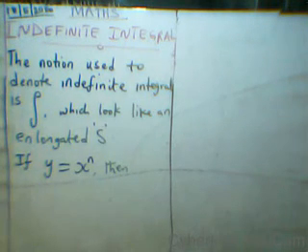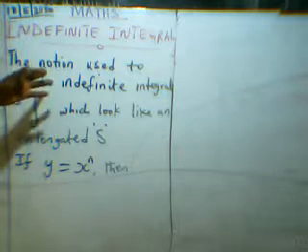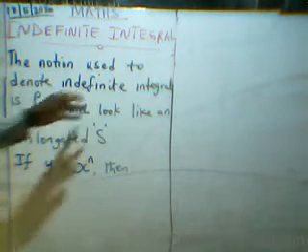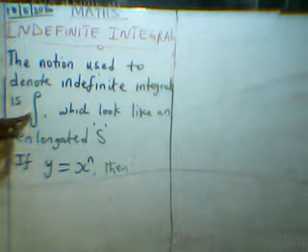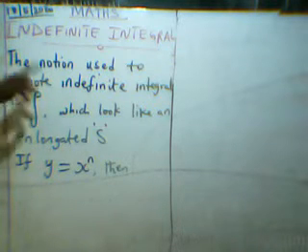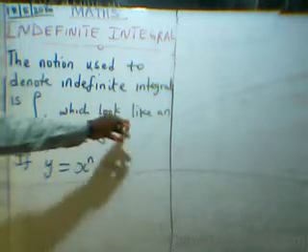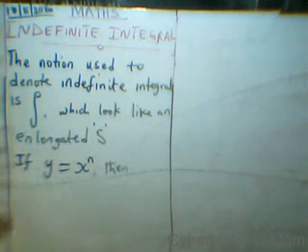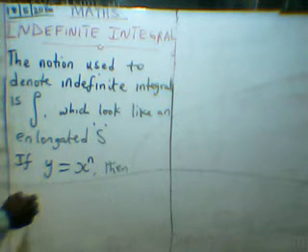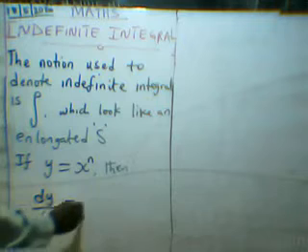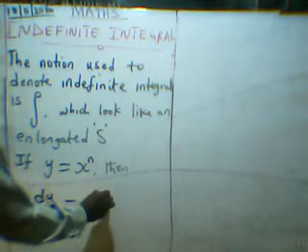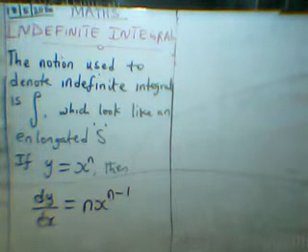Now, look at this. We said that the notation used to denote indefinite integral is just like an S, but a long one, like this one. Look at how it is curved, like an elongated S. So if y is equal to x raised to power n, we know from our definition of differentiation that dy over dx is equal to what? n x raised to power n minus 1. That is for the differentiation.